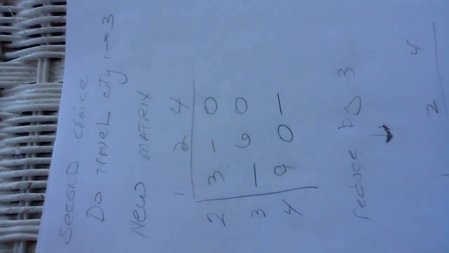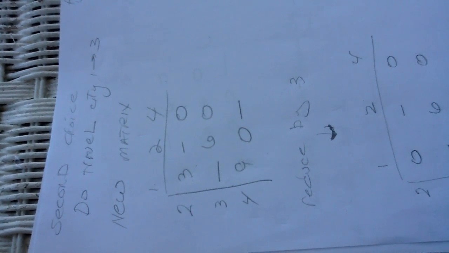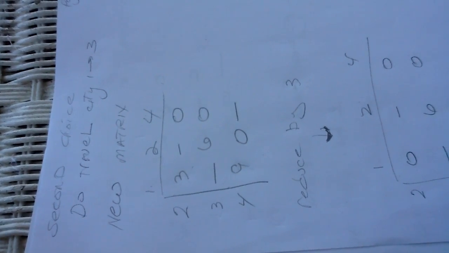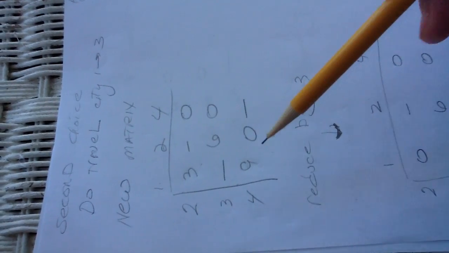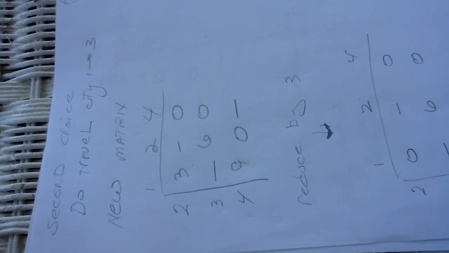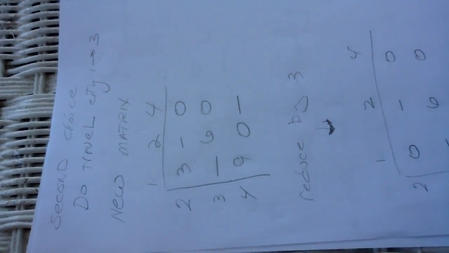And so our second choice is, if we do travel from City 1 to City 3, we're going to eliminate row 1 because we've already used City 1 as a starting point, and we're going to eliminate column 3 because we already used City 3 as a destination. And so this will give us this new matrix. And so what we're going to do now is find the minimum bound of this new matrix by subtracting 3 from column 1, which will give us this matrix.